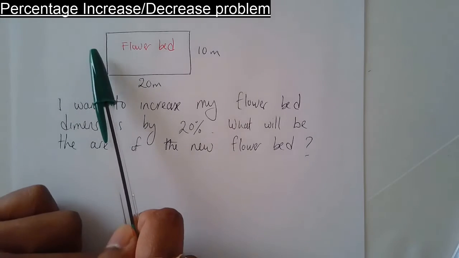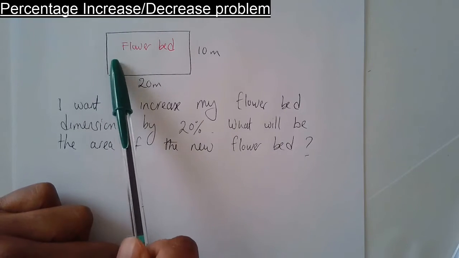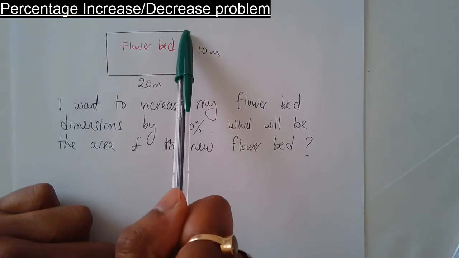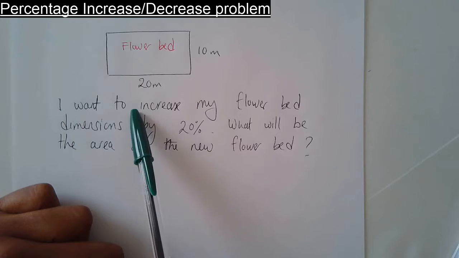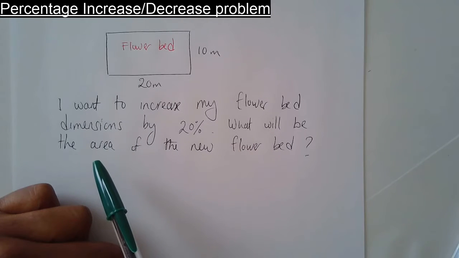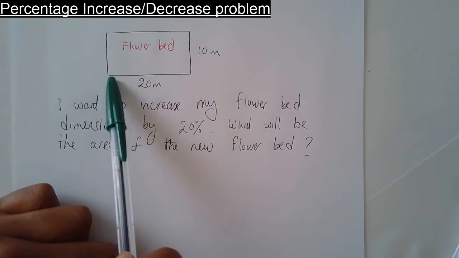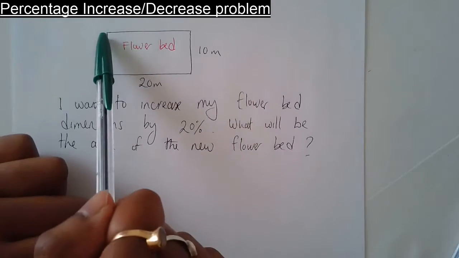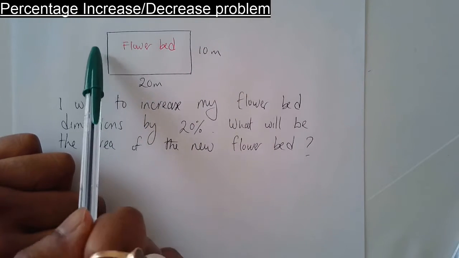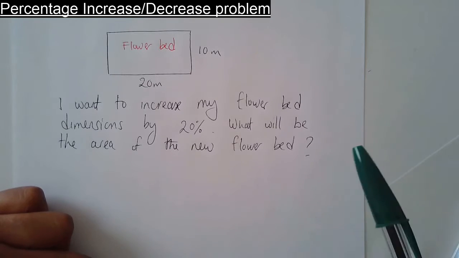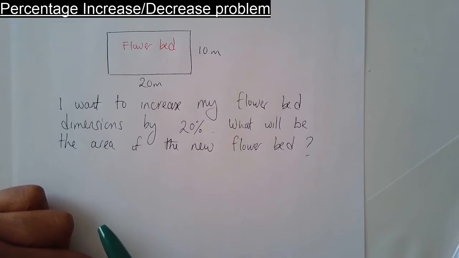Here I've got a map of my flower bed. It's 20 meters length, 10 meters width, but I want to increase my flower bed dimensions by 20%. That means I'm going to increase this one by 20% and this by 20%. I'm going to make the flower bed a little bit bigger. What will be the area of this new flower bed?